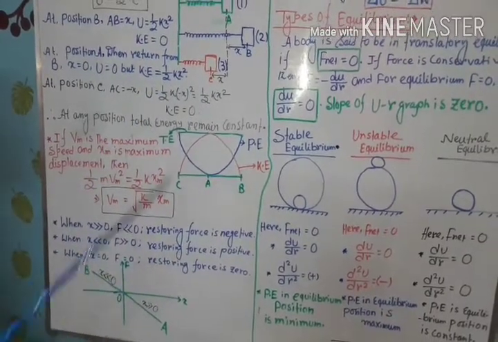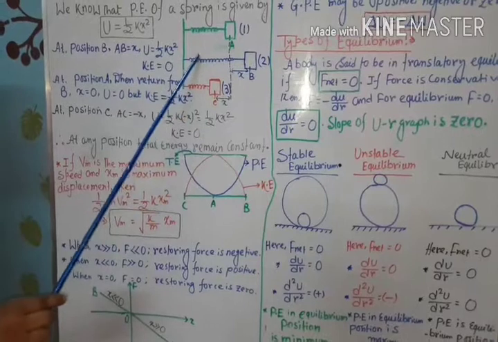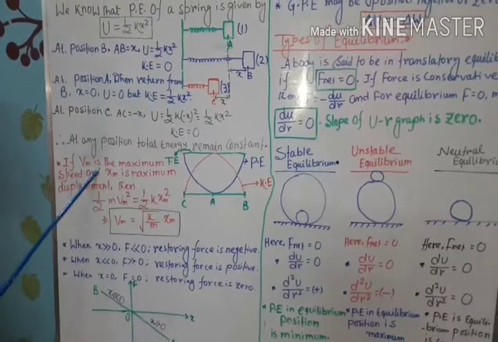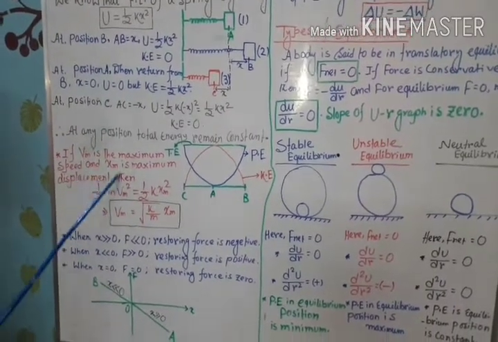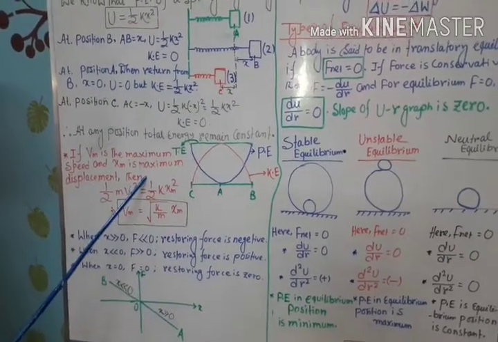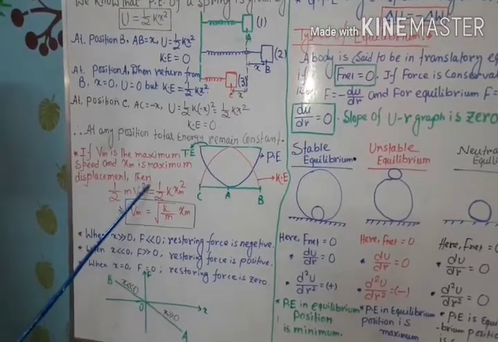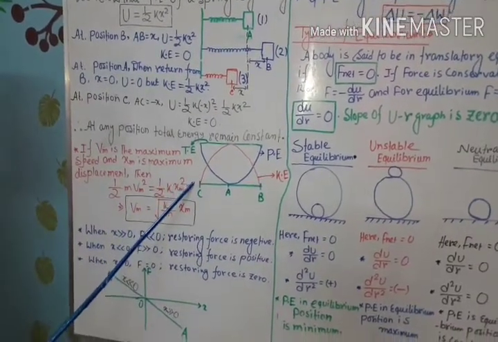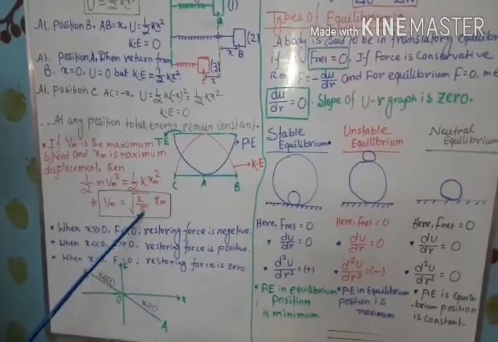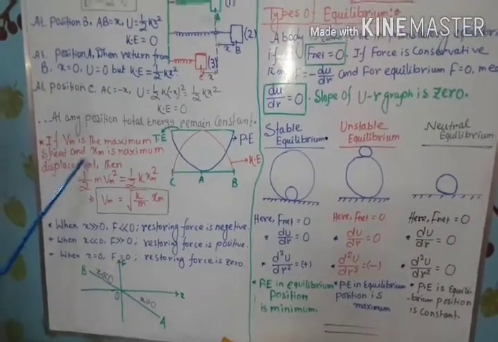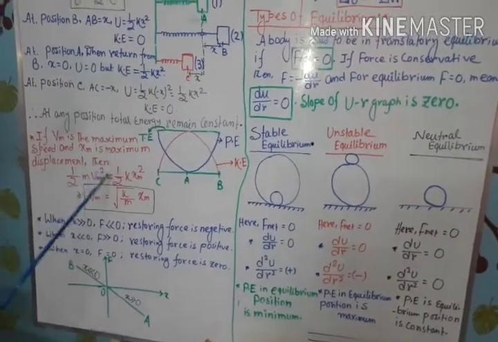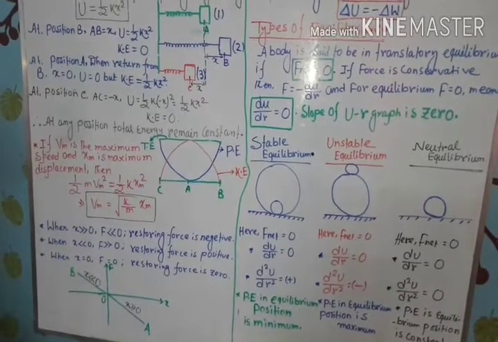Now student, during the oscillations of a body connected with a spring, one thing you have to remember is that if Vm is the maximum speed and Xm is the maximum displacement of the body, then we can write the equation half m Vm square is equal to half k Xm square. From here half is cancelled, so therefore Vm is equal to root over k by m into Xm. By this formula we are able to determine the speed of the body which is connected with the spring during the oscillations of a spring.